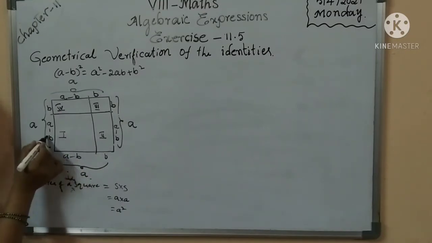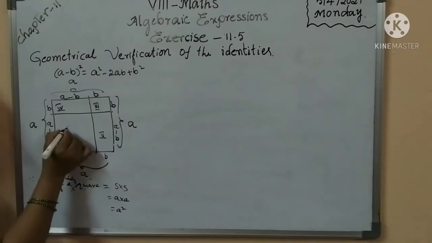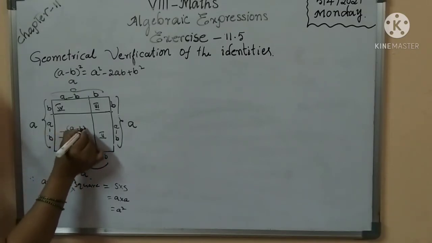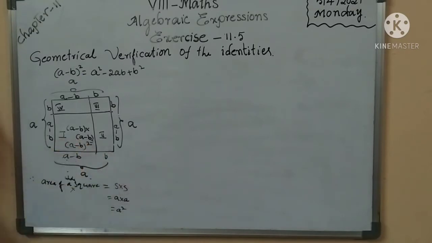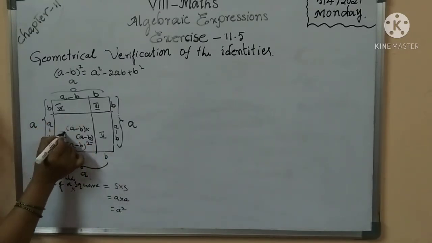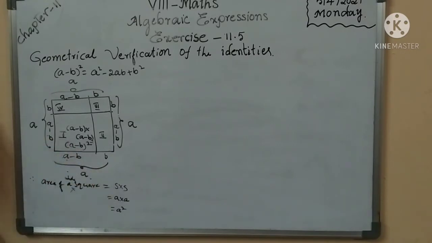So all (a minus b) into (a minus b). (a minus b) into (a minus b), a into a is a square. (a minus b) into (a minus b) is (a minus b) whole square. The first region area is equal to (a minus b) whole square.